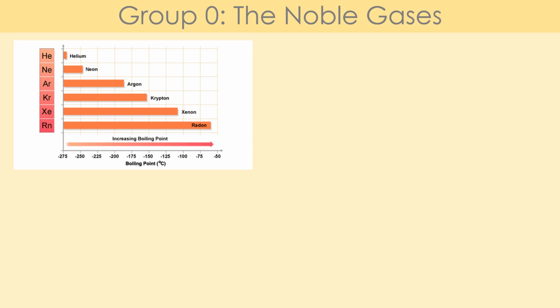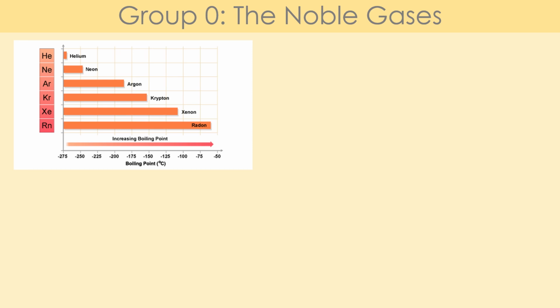We're now going to have a look at the boiling points. I've got a table there showing the boiling points of the group 0 elements, and they're going down in order. So we've got helium, neon, argon, krypton, xenon, and radon. Now their boiling point is where they turn from a liquid to a gas. We can see there that at room temperature, which is about 20 degrees, they're all gases.